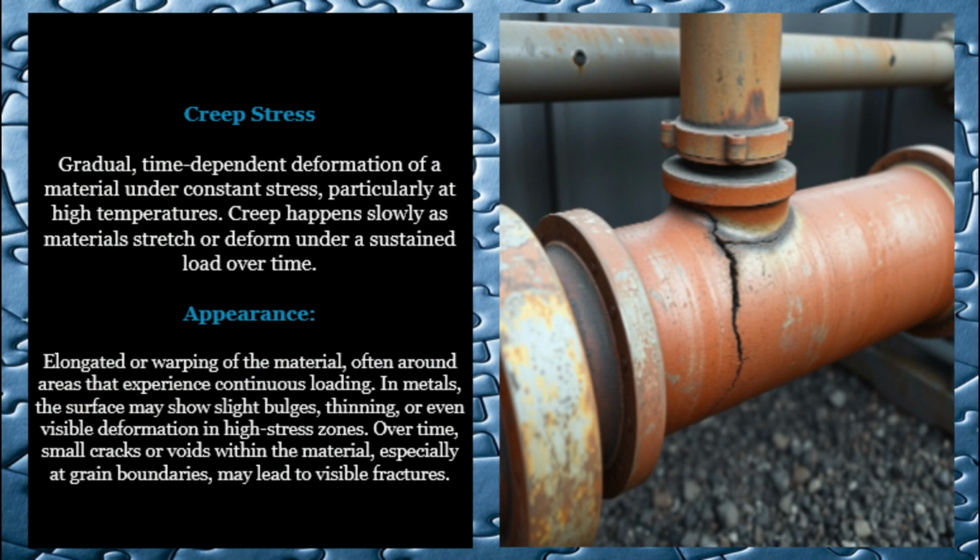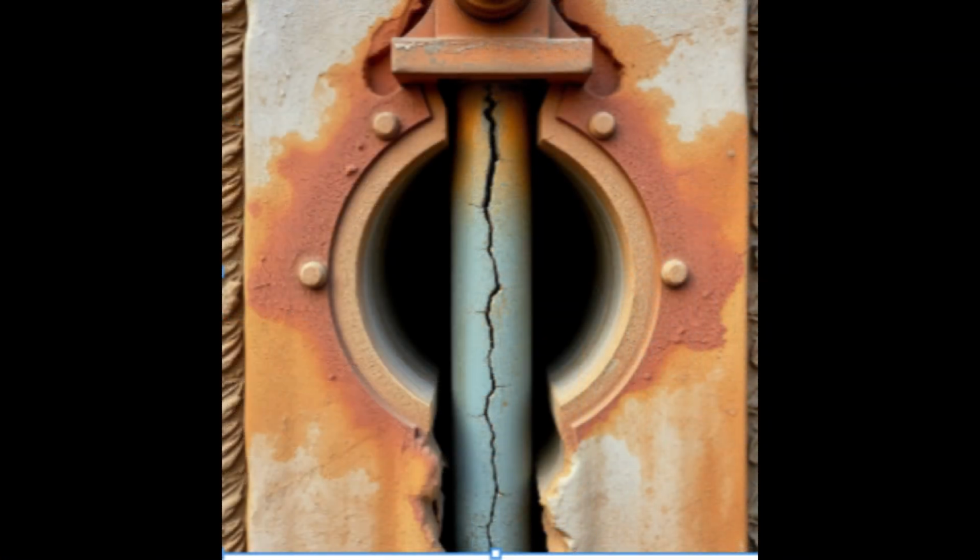Creep stress. Creep stress refers to the gradual, time-dependent deformation of a material under constant stress, particularly at high temperatures. Unlike sudden or immediate deformation, creep happens slowly as materials stretch or deform under a sustained load over time. This type of stress is common in materials exposed to prolonged stress at elevated temperatures, where the atomic structure slowly shifts, resulting in permanent deformation.